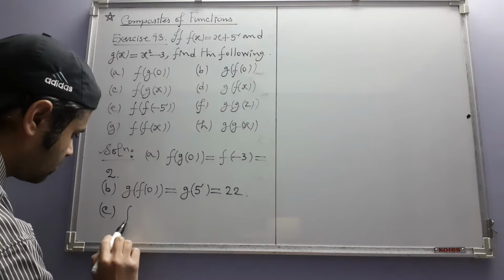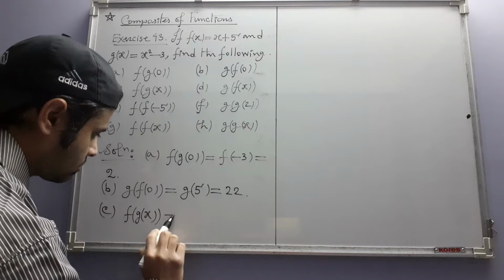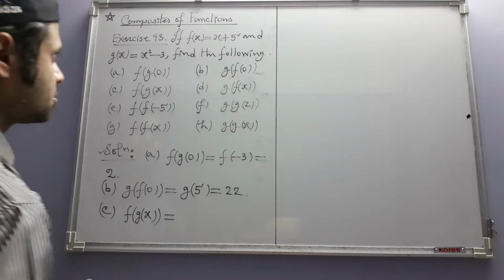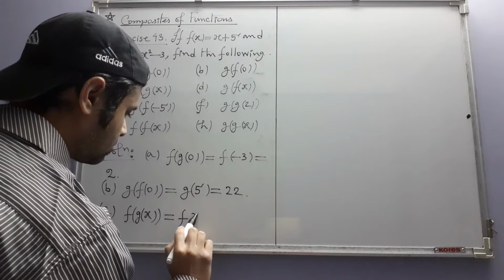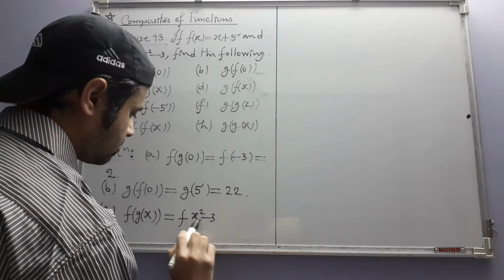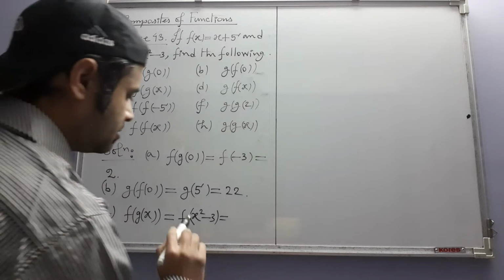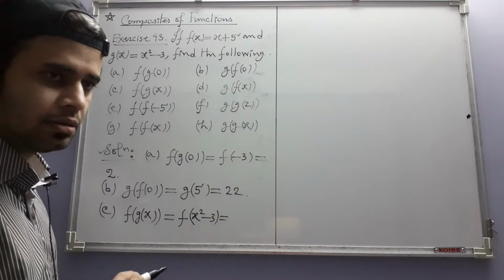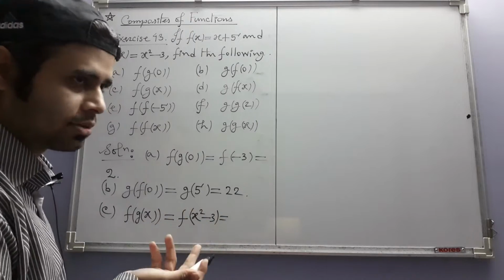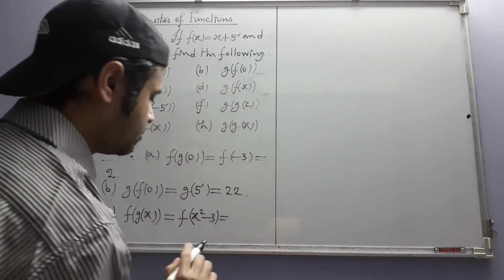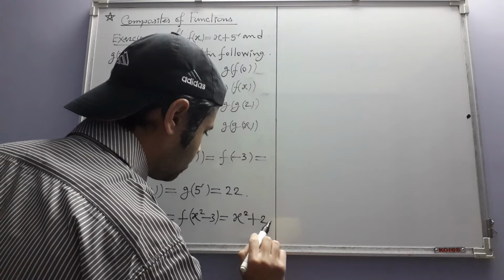C. F of g of x. G of x is x square minus 3. And f of that is x square minus 3 plus 5, because now in place of x we have x square minus 3, so we have to add 5 to that. That means x square plus 2.